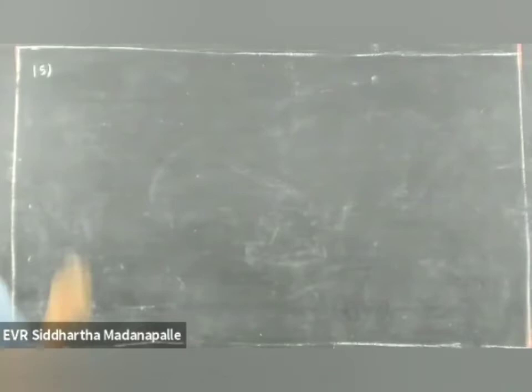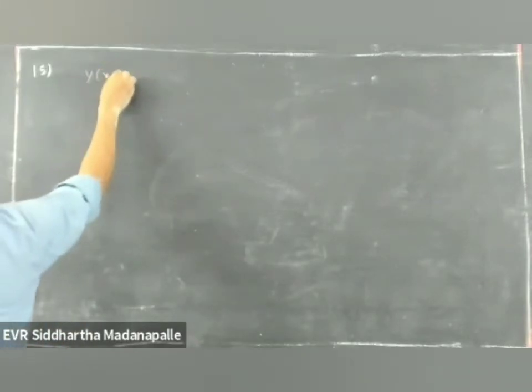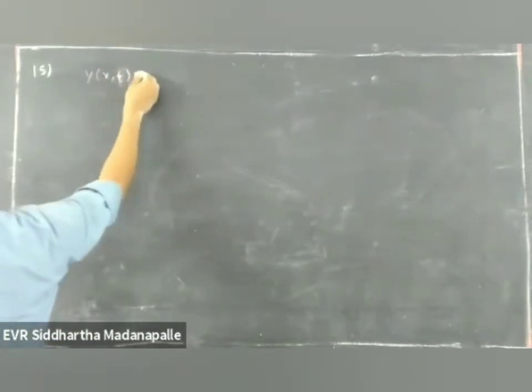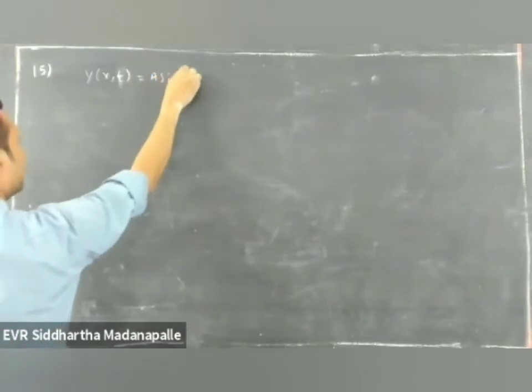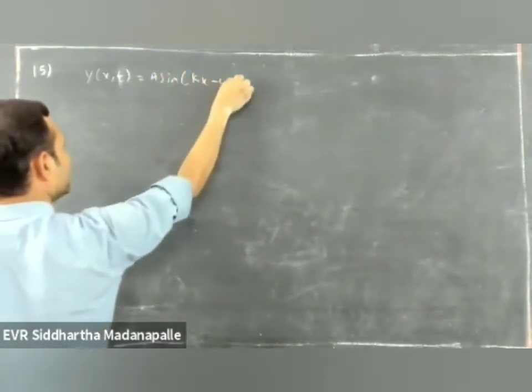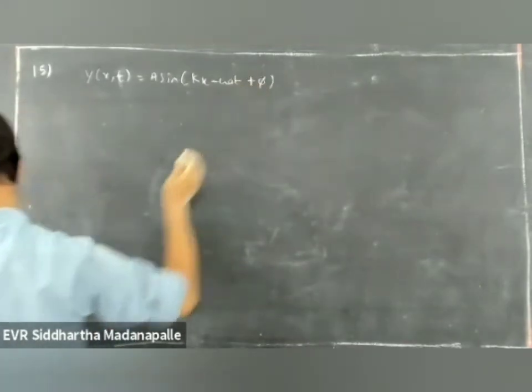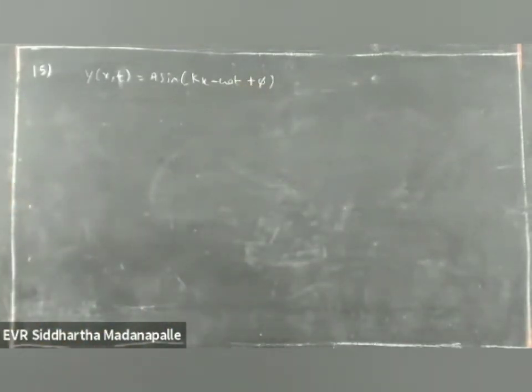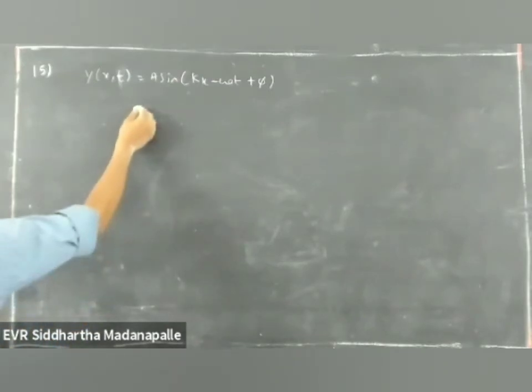Represented by y, it is equal to A sin of kx minus omega t plus phi. At a time t equal to 0, a snapshot is taken.